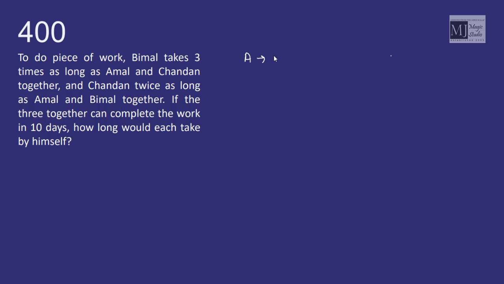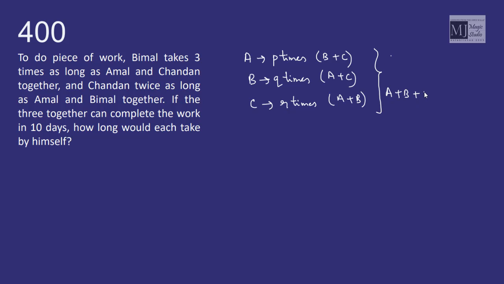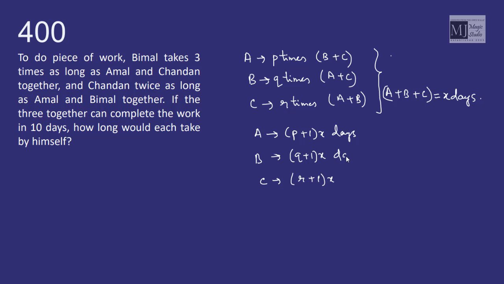Suppose A takes P times what B and C take to complete the work. B takes Q times the time taken by A and C to complete the work, and C takes R times the time which is taken by A and B to complete the work. And suppose they all 3 working together take X days to complete the work. Then individual time taken by A would be P plus 1 into X days, B is Q plus 1 into X, and C is R plus 1 into X days. If we know this format, this question is a 5-second question.